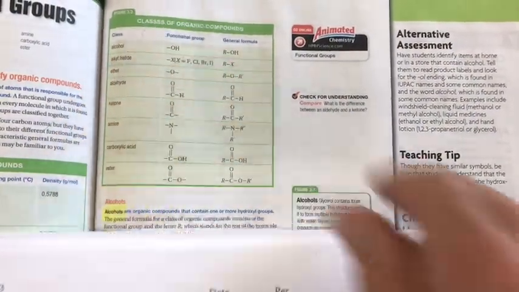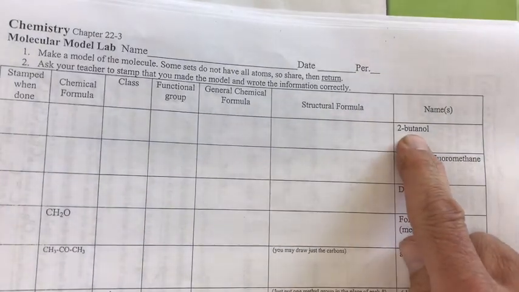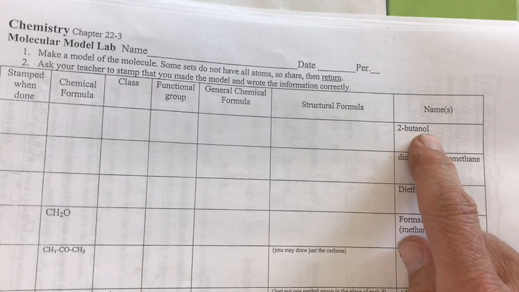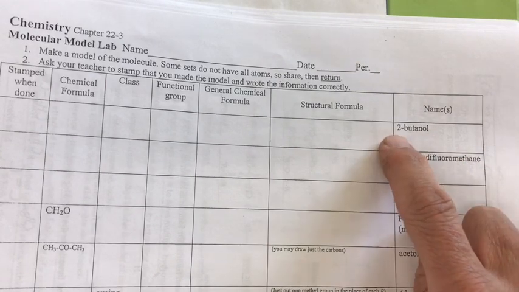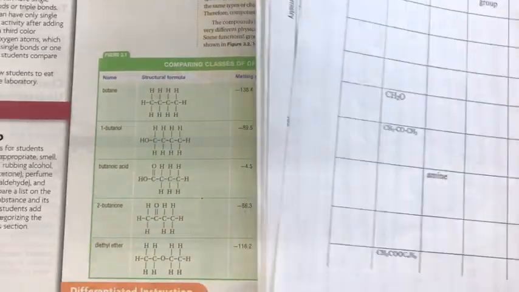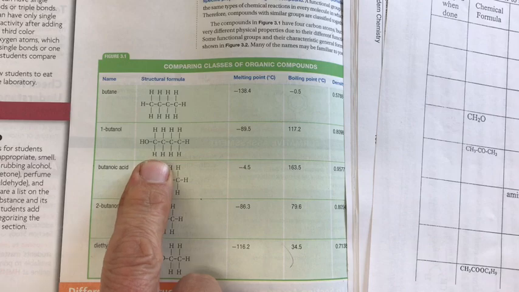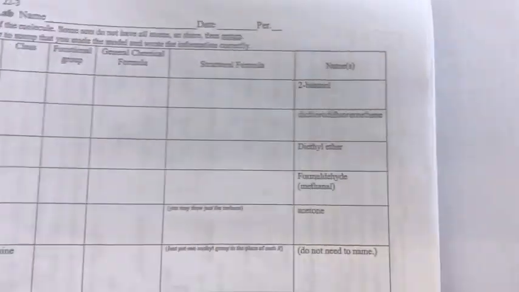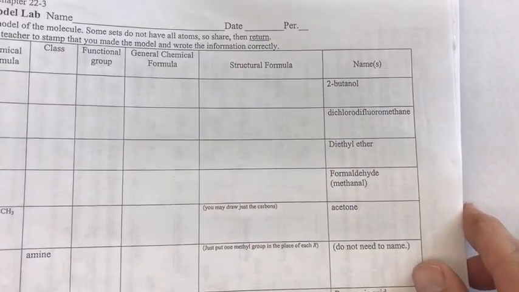Our first one is going to be an alcohol. The first one asked for is 2-butanol. The "but" tells us that it's 4 carbons, "ol" tells us it's an alcohol, and 2 tells us where that OH is attached. As a reminder to help you with your drawing, here is 1-butanol. And you need to draw the structural formula for 2-butanol.